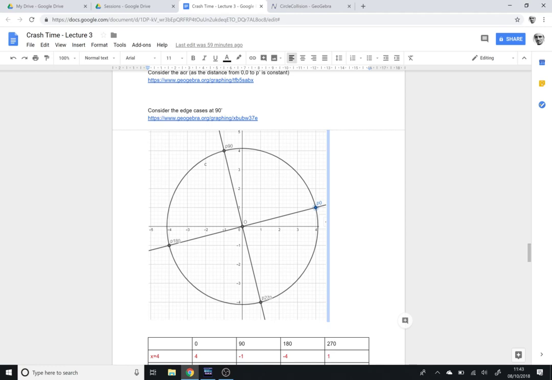Let's consider the value of 4 in the x and 1 in the y. And what happens? Ooh. Pleasant. Ouch.